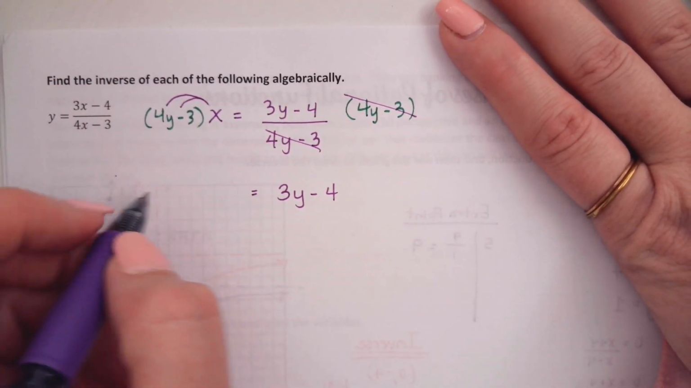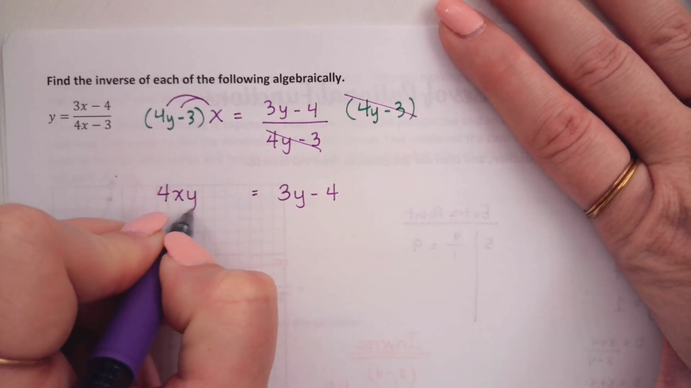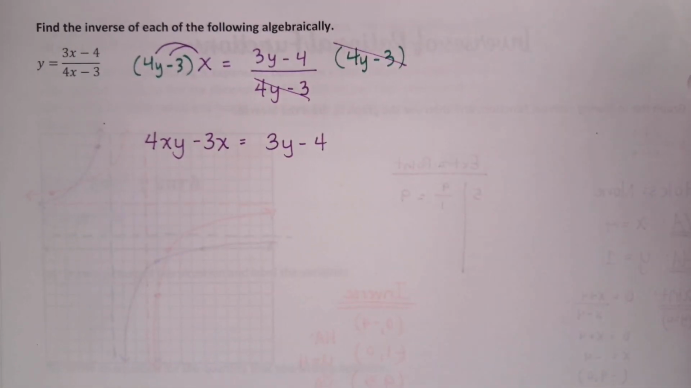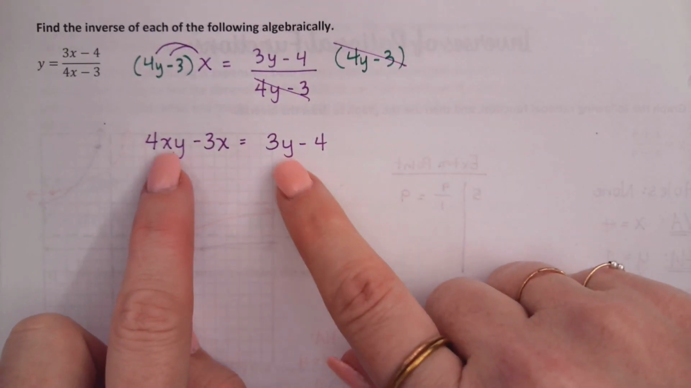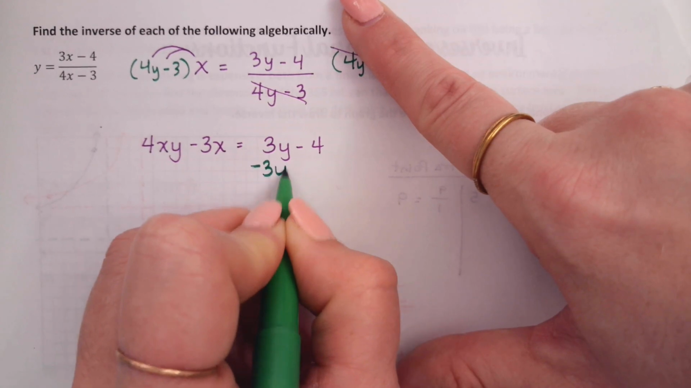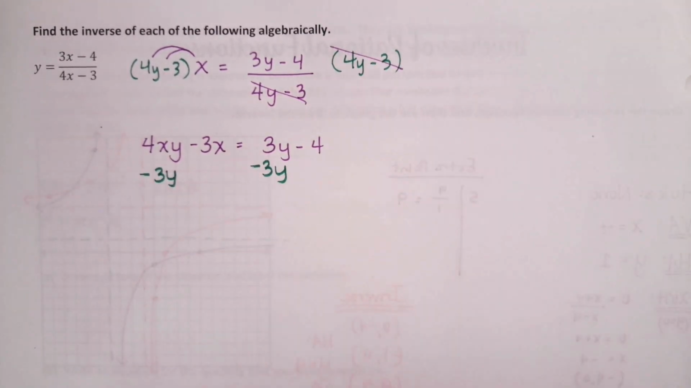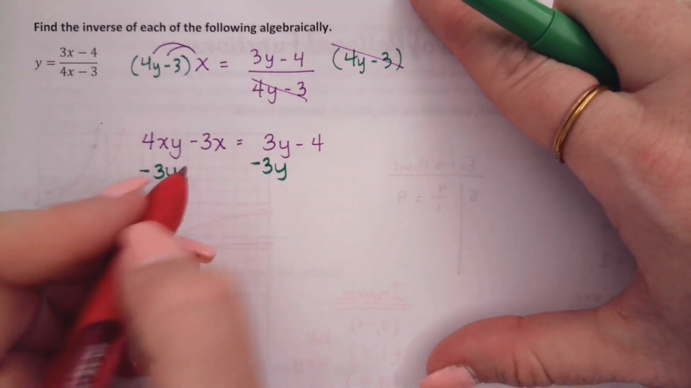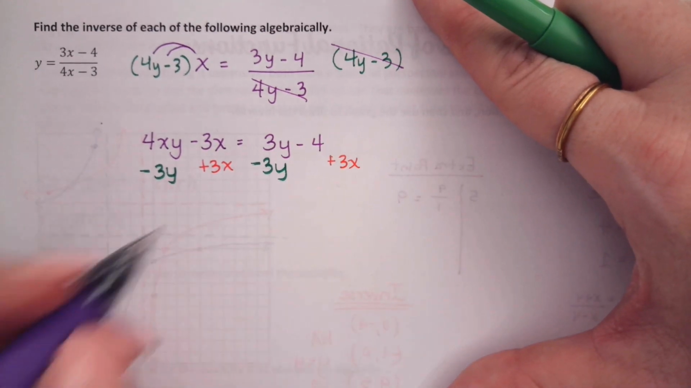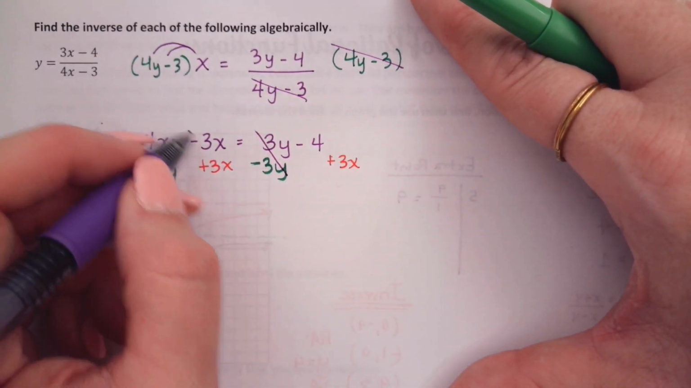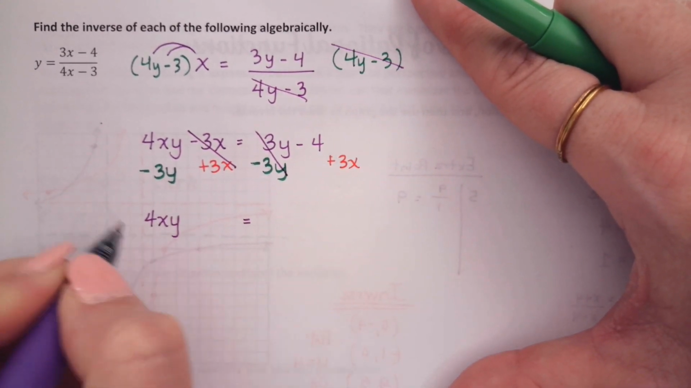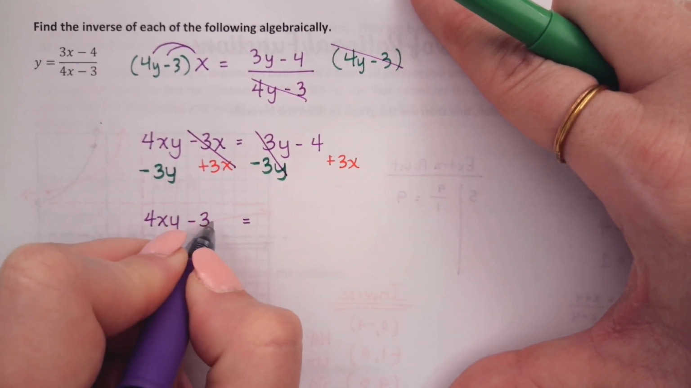Distribute, right. So that gives me 4xy minus 3x. Excellent. You want your y's to be on one side, so these terms need to be on one side. The terms that are not y's need to be on the other side. And then add 3x. Good. So these cancel and these cancel. So on the left side, I'm going to have 4xy minus 3y.